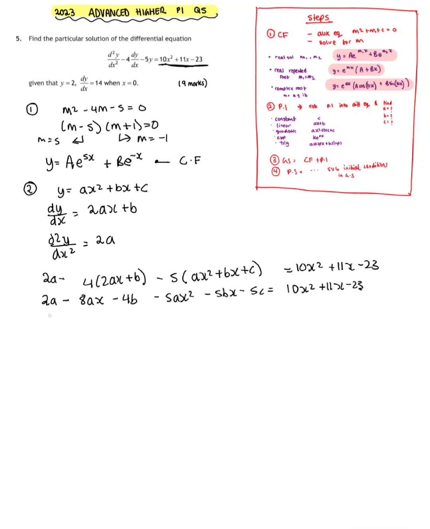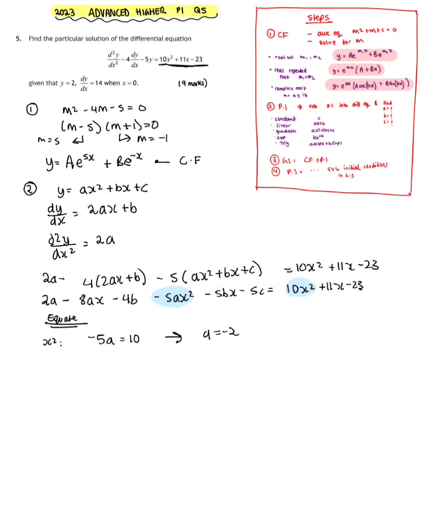Then we want to equate our coefficients. First I'll start with x squared. So using a highlighter, we've got our x squared here, and we'll put that in. So minus 5a equals 10. This will easily give us a equals minus 2.